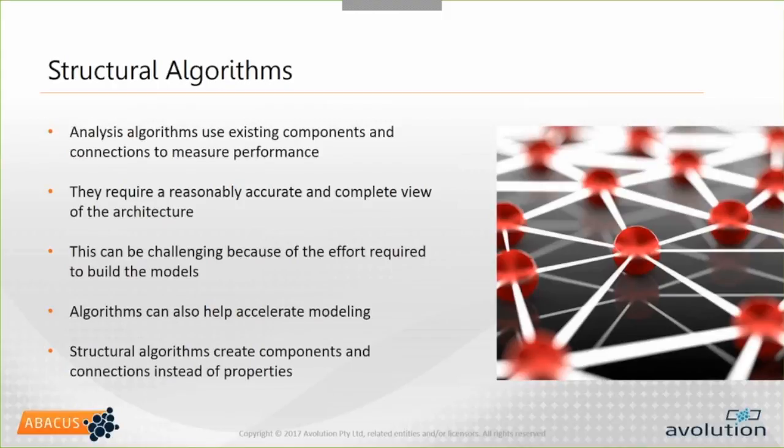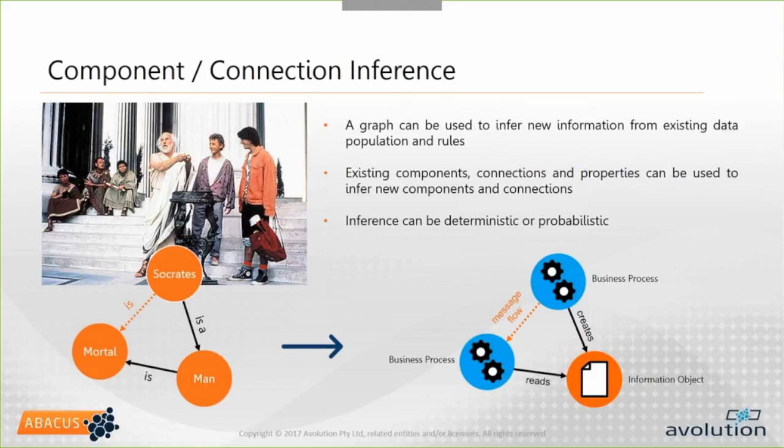But the other one is we can actually use the algorithms to help accelerate that modeling process. And this is where we come to our second category of algorithms, our structural algorithms. And these are the ones that actually create or update, manipulate components and connections instead of the properties. So how do they do this? Well, I guess the key concept to get hold of here is what we call, in Avolution, inference. So basically, inference is when we're using the existing population of data to infer new information or new knowledge from the information we already have. So we can use existing components and connections to infer new components and connections.